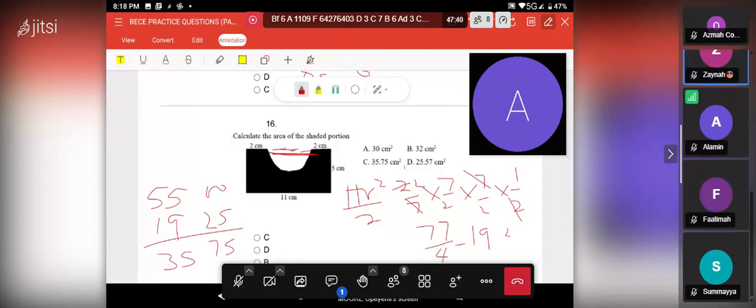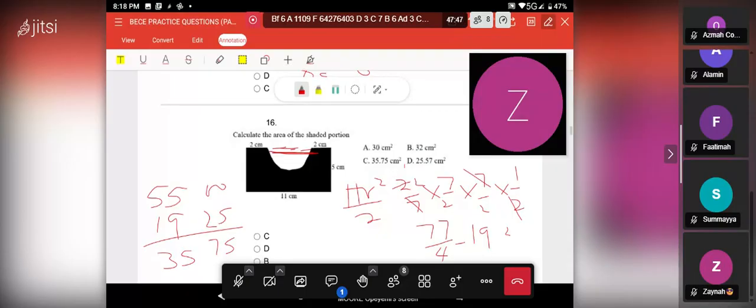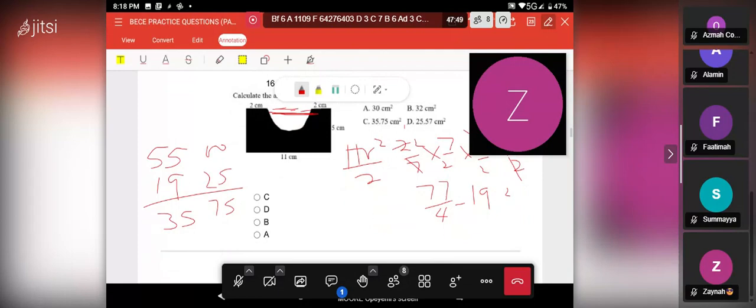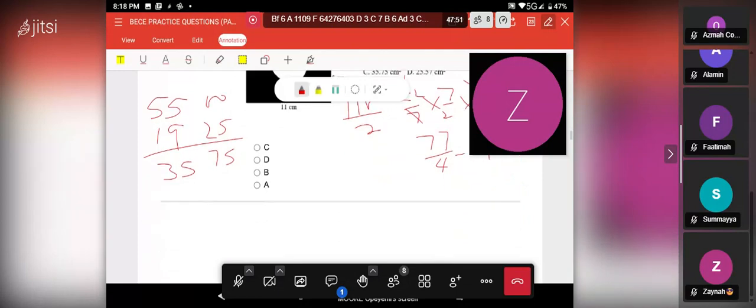Yes, sir. Please don't hide your feelings. Okay, so we find the area of the part that was cut off and take it away from the total area.